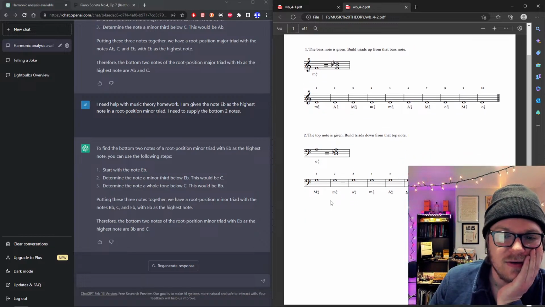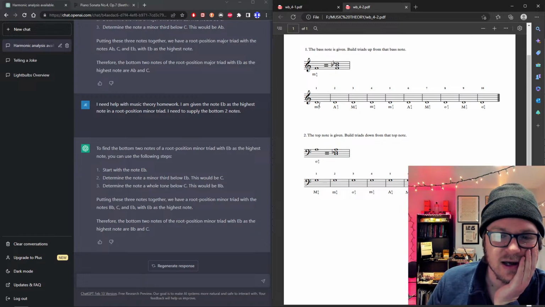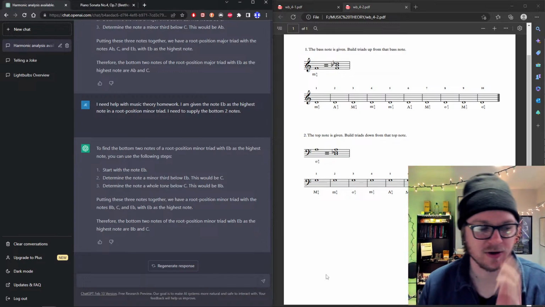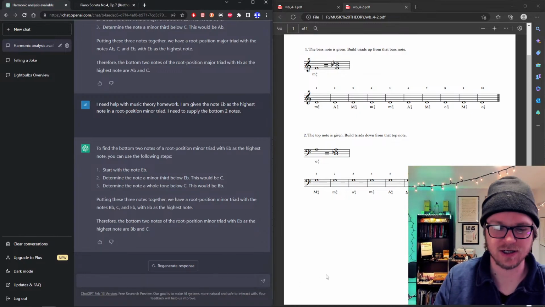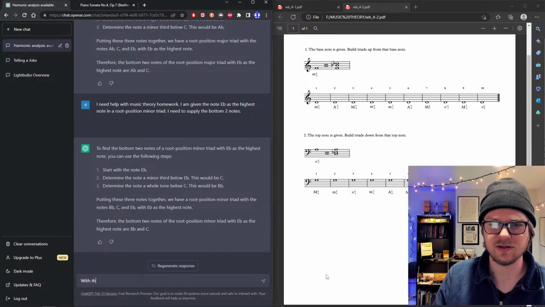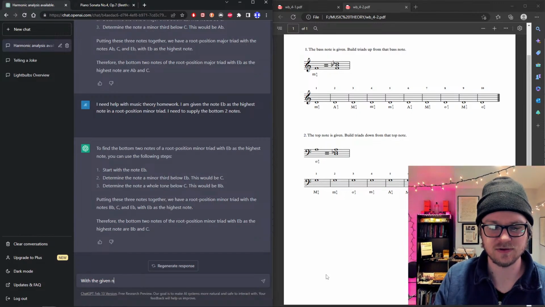Okay. So in this case, this is going to be a minor first inversion chord with the given note of D. Okay, so let's give that a shot, with the given note as D.